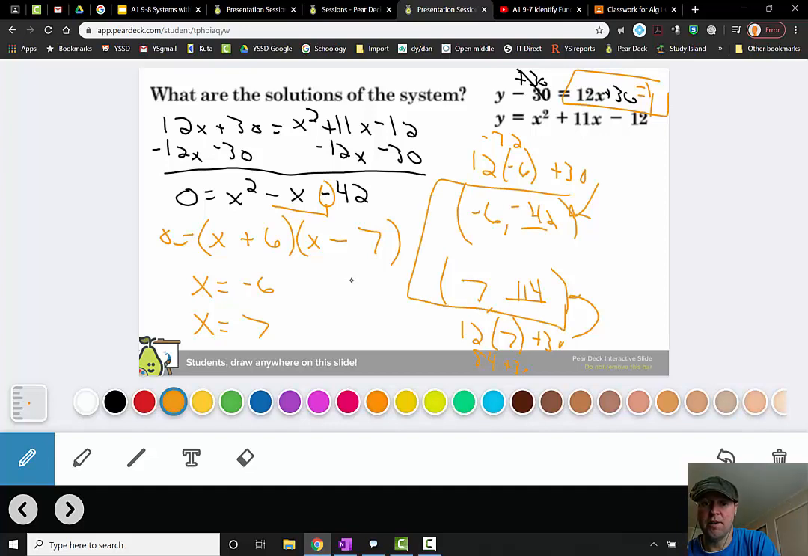Alright, it's a good thing we're not graphing, because this is a huge graph. Right, I got to go the whole way down to negative 42 and the whole way up to 114. It's probably off the screen. You know what I mean. Alright, so that's what we're looking at.